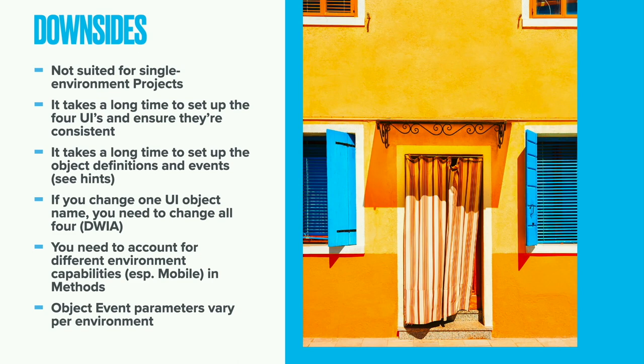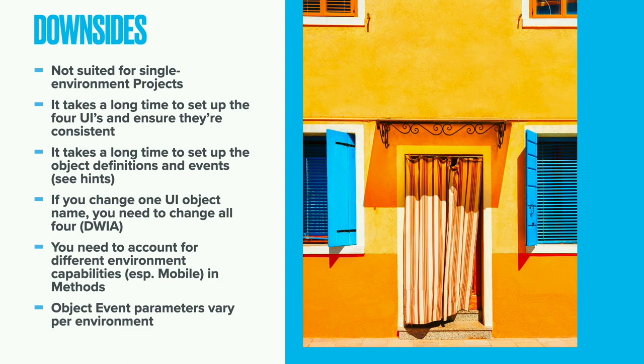Another downside is if you change an object name. Your buttons and your text fields all have identical names. If you change one on your interface, it's now going to break your code. It might be fine for one application, but the other ones are going to say, I don't have a button called that. So any time you need to change a UI object, put a new one in or change the name of it, you need to change it in all four environments: desktop, web, iOS, and Android.